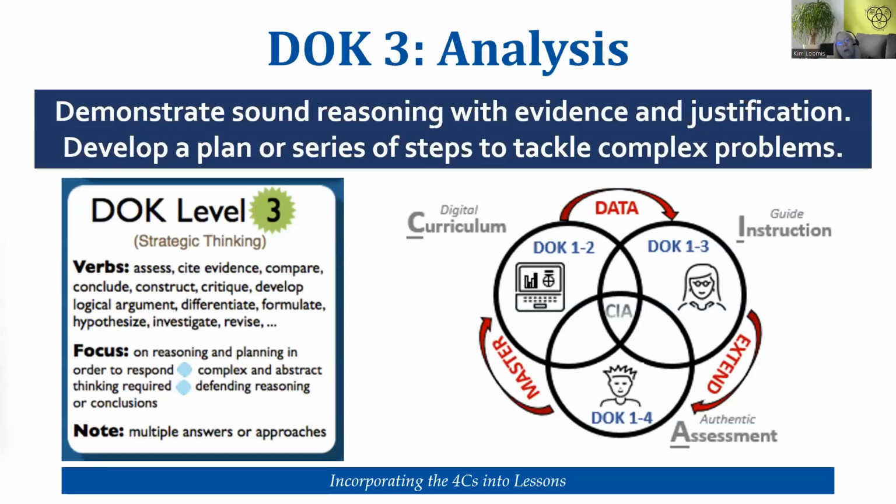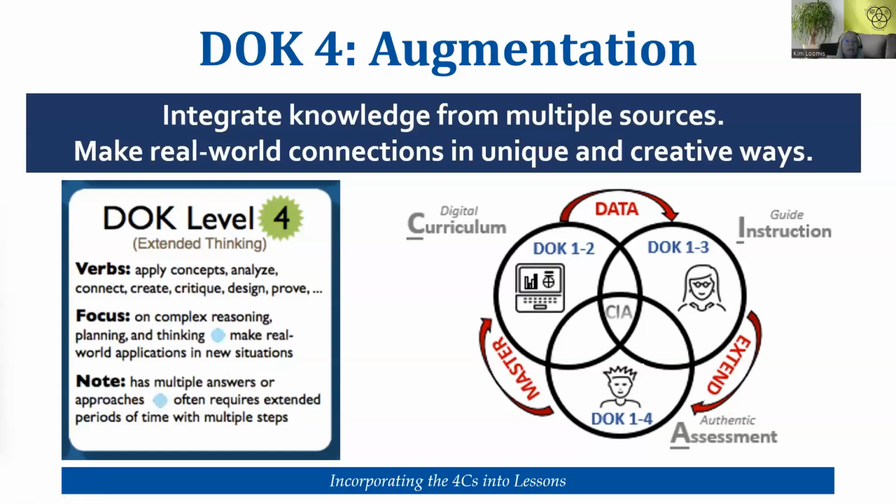Because if we want to get our kids to this level, they really need the opportunity to be able to just communicate and digest and think through things with somebody. They need a sounding board. And that's where that peer-to-peer interaction becomes really, really important. And then when we move to level 4, which is augmentation, this is really higher order. I mean, you talk about that project-based learning that we just did. That's what we got here.